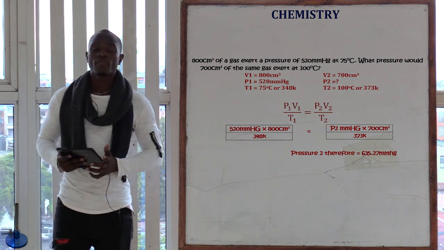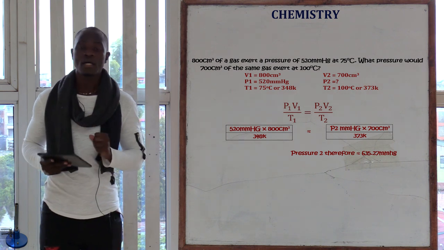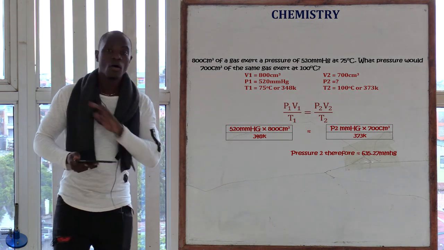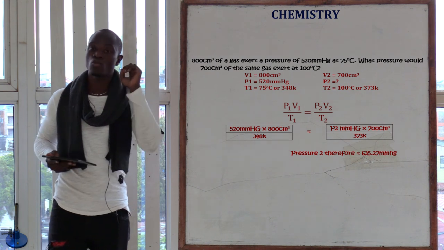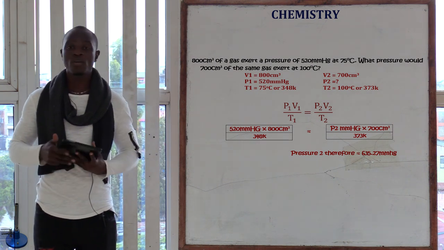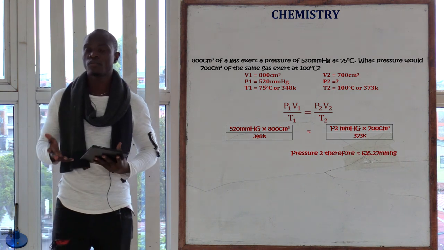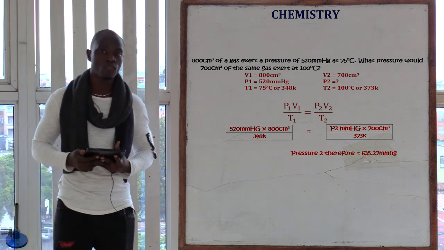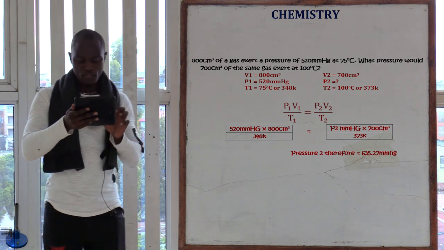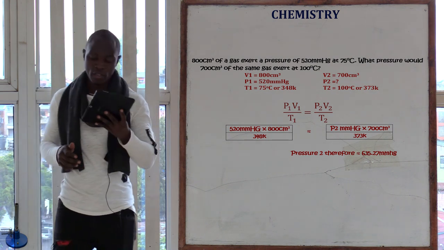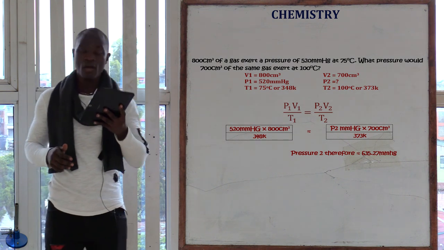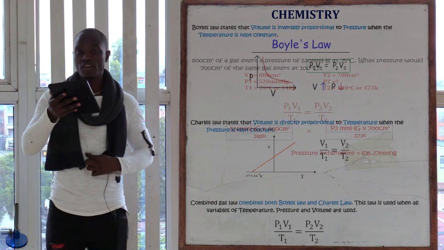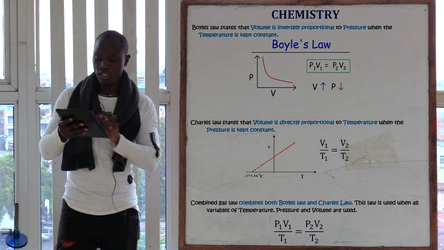In gas law, the most important thing again that you should know is to always convert all temperatures in degrees Celsius to Kelvin. All temperatures must be converted to Kelvin. That is a must. So never use degrees Celsius in calculating the gas law. Always use Kelvin. So in this case, if you do your calculations correctly after substitution, you should get your answer as 635.27 millimeters of mercury as P2.